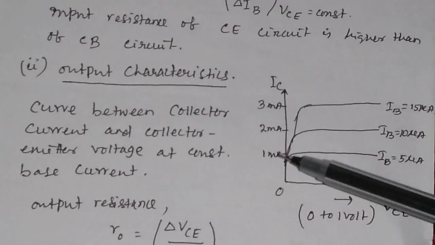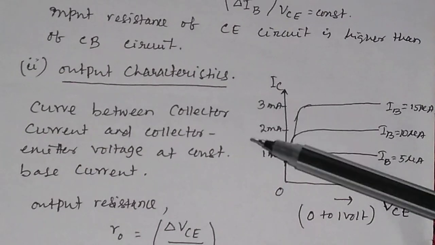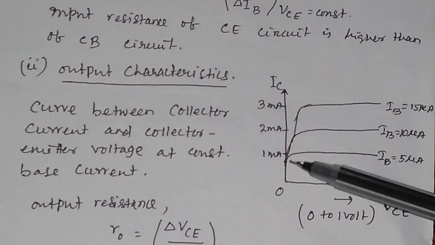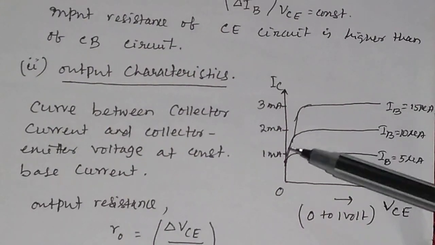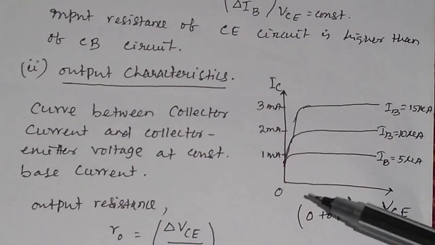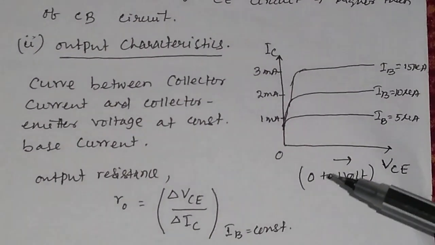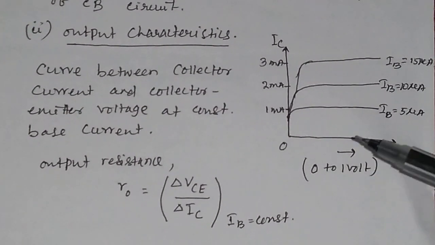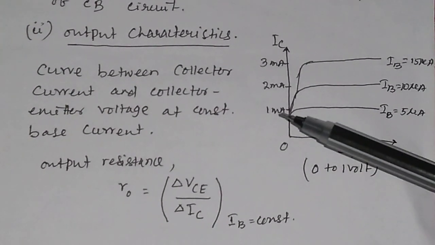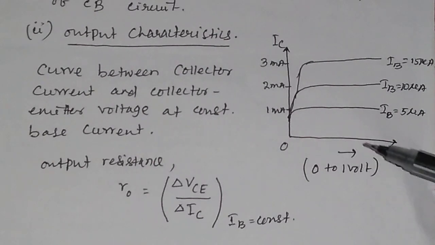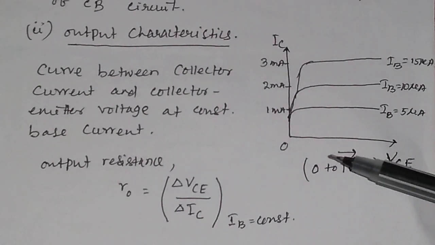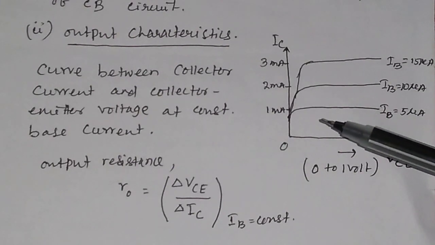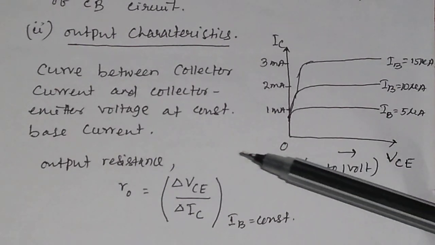You connect a milliammeter to find out the output characteristics, and you will get current of this order: 1 milliampere, 2 milliampere, 3 milliampere, like this. In practical work you have to remember this, because it is very important to know the order of the current and the order of the voltage. Otherwise your transistor will not work.